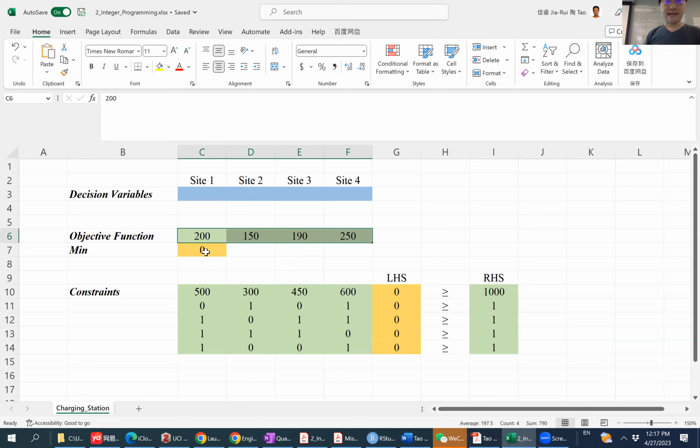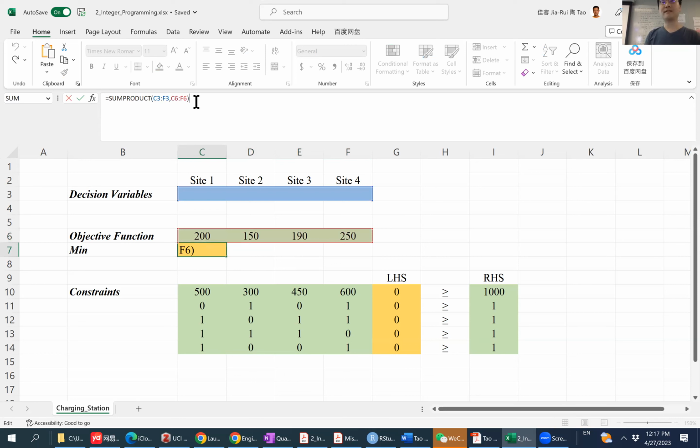Then using that, I can calculate the total cost. As shown here, it's represented by a sum product function. Sum product function, as we demonstrated earlier, is nothing but a sum of products. What sum of products? The product between C3 and C6, and we sum that to a product between D3 and D6, and so on. This is exactly what sum product is.